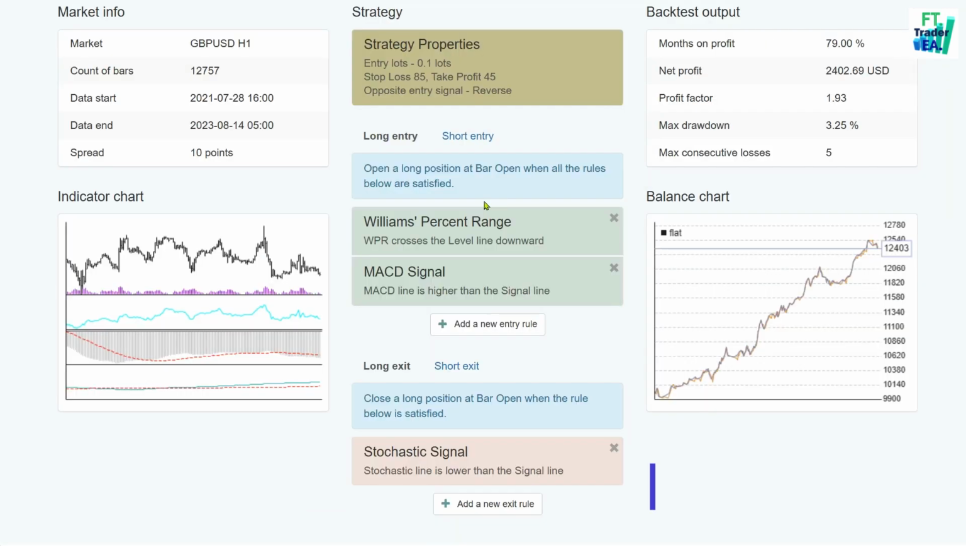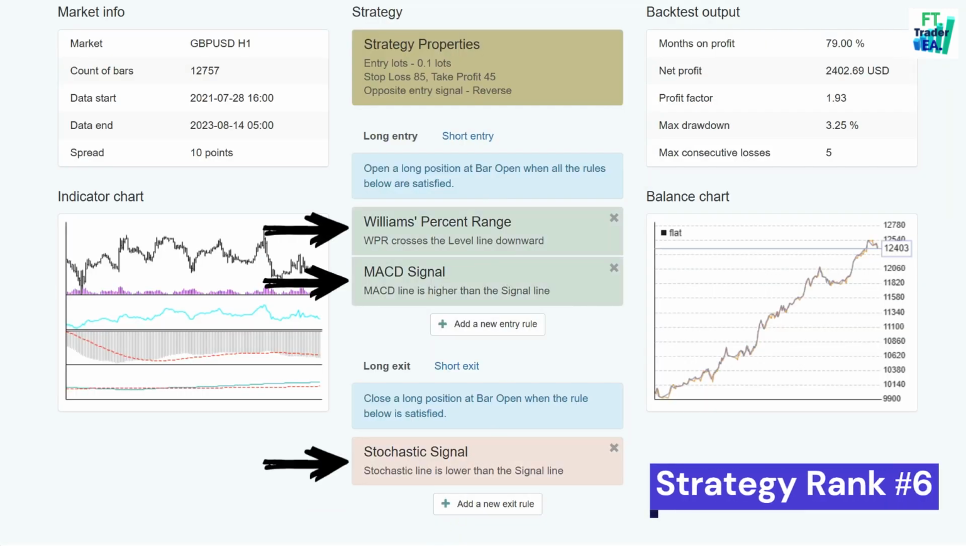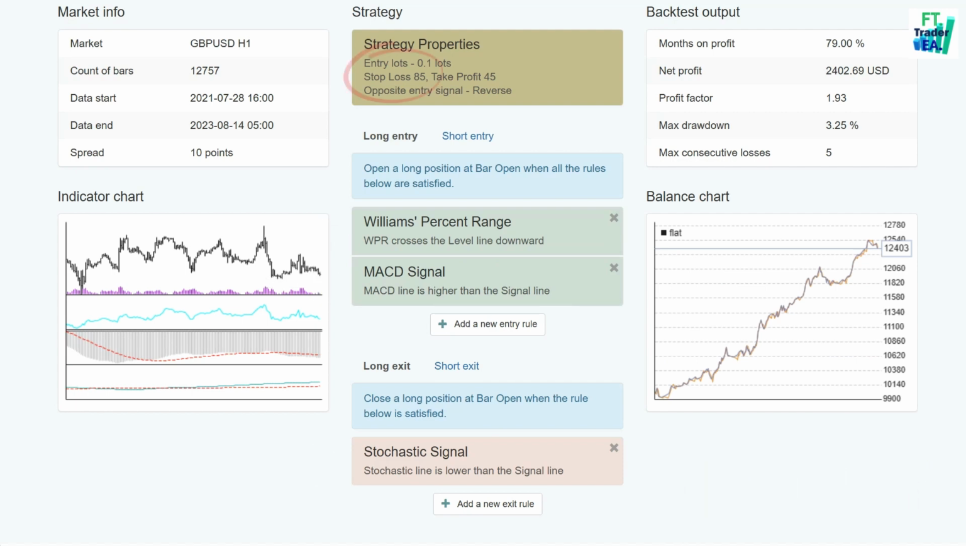Strategy ranked 6th. Strategy number 6, utilizing 3 indicators, employs an 85 pip stop loss without a trailing stop. The take profit is set at 45 pips, a value roughly half that of the stop loss. The position is terminated upon encountering an opposing entry signal.